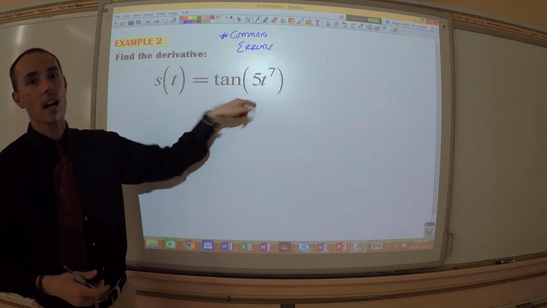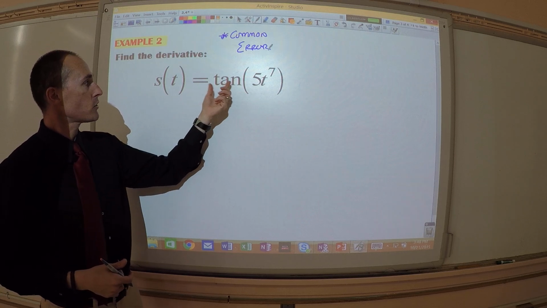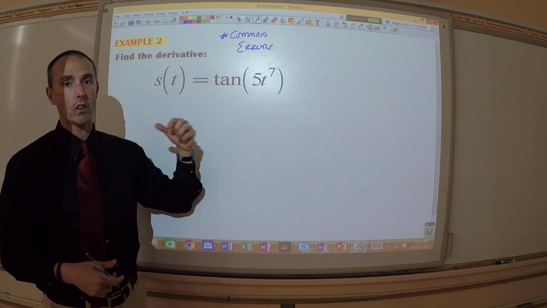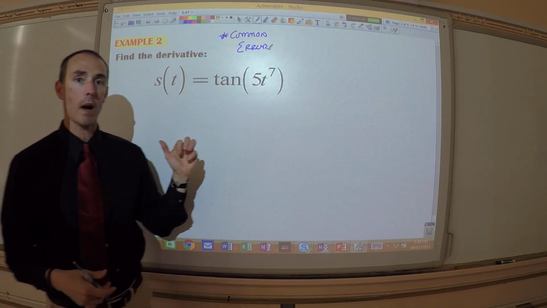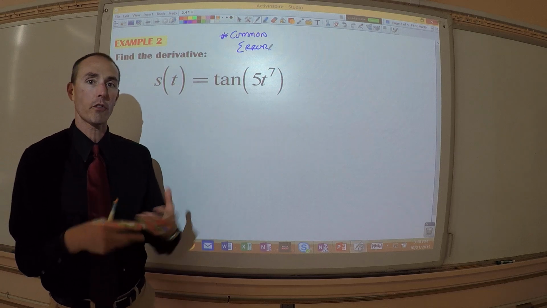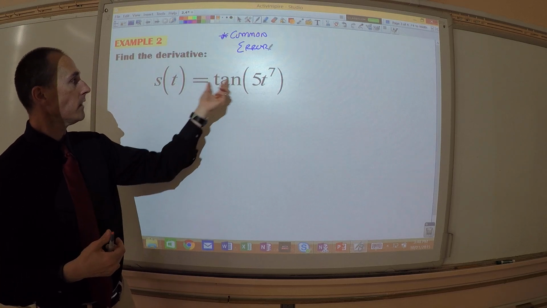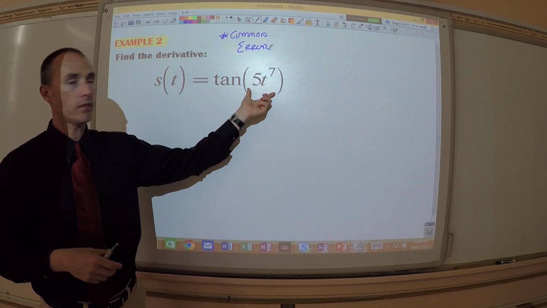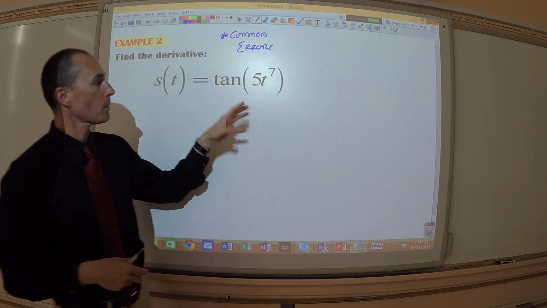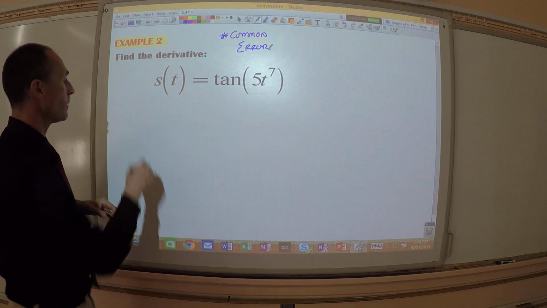This is not tangent times 5t to the 7th. See, every trig function has to have an angle. That's its angle. So now, since we don't see that power like we did in the previous problem, the question becomes, well, where do I look for the inside function? Well, again, if the tangent is the outside function, the angle is the inside function. So I'm going to use some of the similar things that we saw in that last problem.